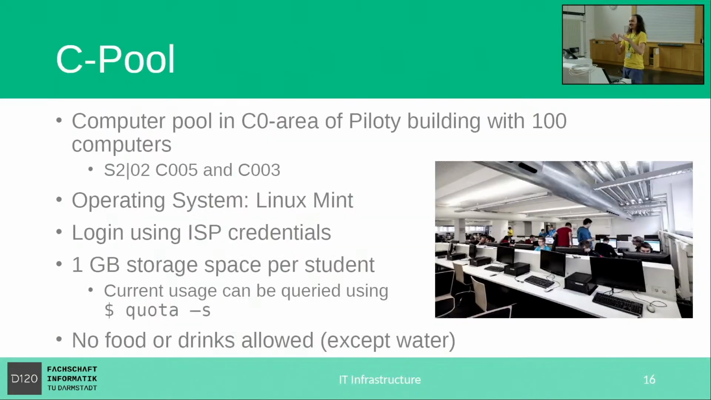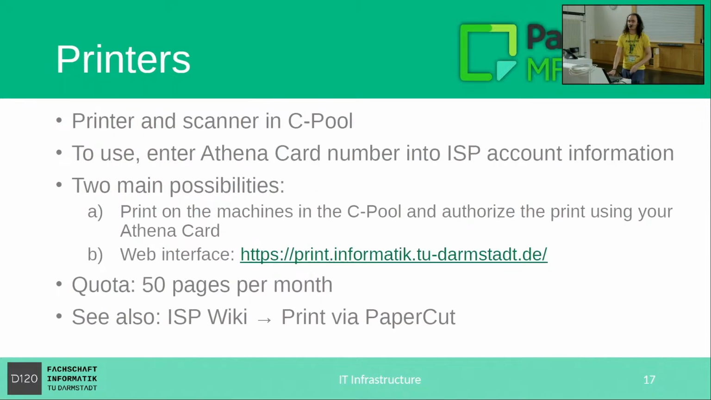Now for the stuff that's for computer science specifically. We have a computer pool downstairs here in this building. We have computers running Linux Mint. These are, in the picture you can see the old ones. We have new ones. They are usable using your ISP account, not your HRZ account. These computer pools also have printers where you can print a maximum of 50 pages per month. They are automatically allocated to your account.